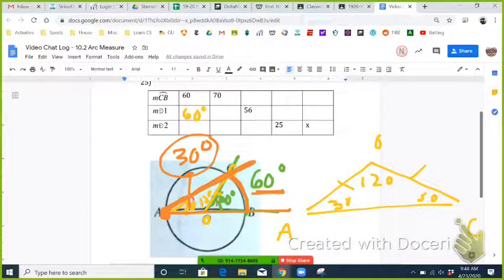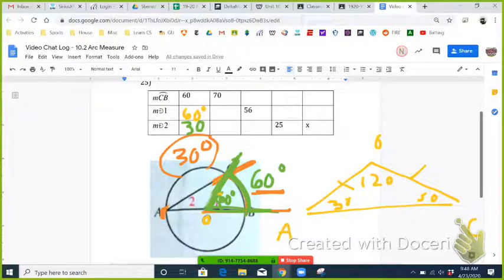Versus this green angle, whose vertex is on the center of the circle, not on the circle, that's going to equal the measure of the arc. So that's called an inscribed angle, which you don't even really need to know for these problems, but it's good to know for later. So angle 2, which you can't really see, would be 30 degrees.